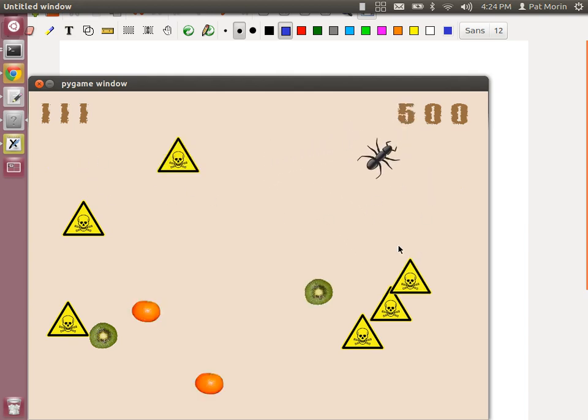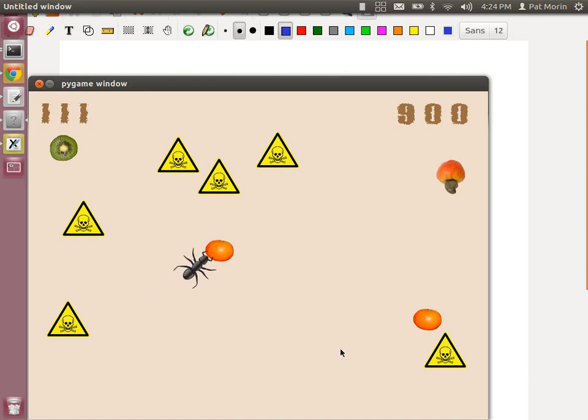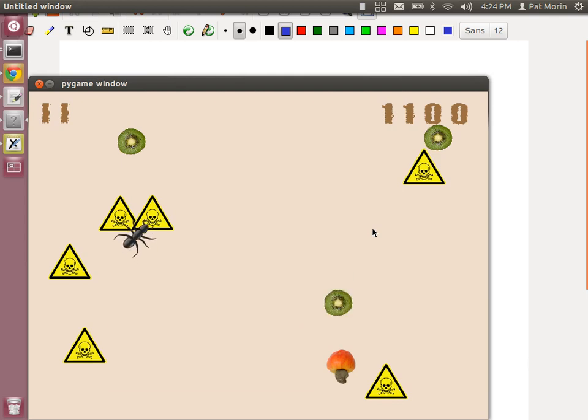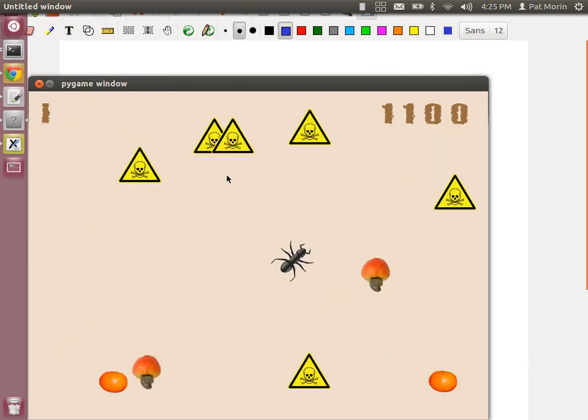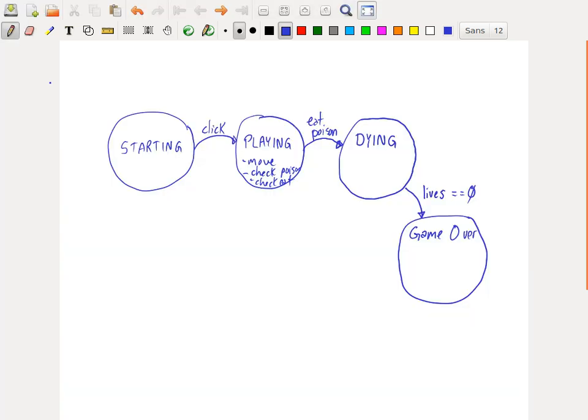So the states capture this. So for example, here, when I click, I get rid of poison. Before, when I clicked, I would start the game. And even this dying is something different, because now clicking doesn't do anything while you're dying. The ant stops moving. There's a bunch of things that are different about dying, and then ultimately game over is even more different. There's a message that pops up that says it's game over. So that's why we have different states, to keep track of how the game should be behaving.